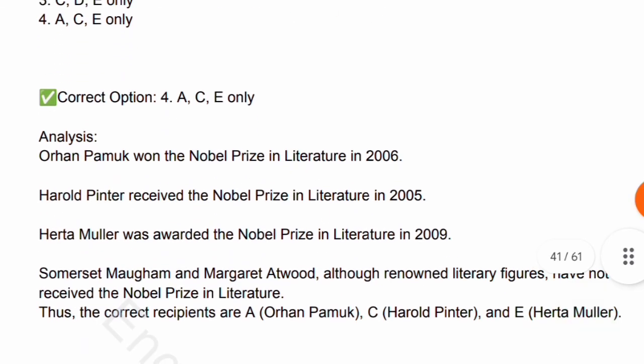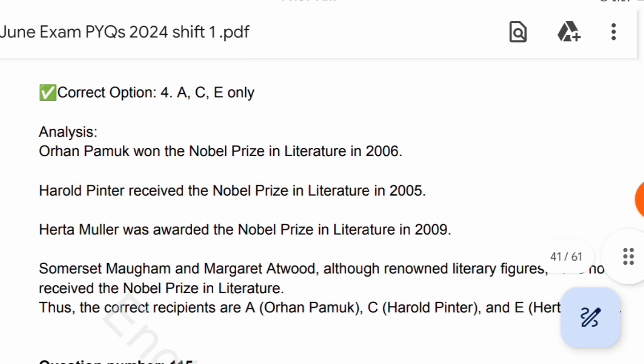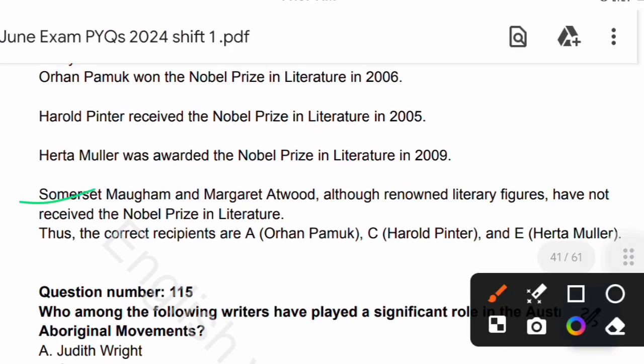A, Orhan Pamuk won the Nobel Prize in Literature in 2006. Harold Pinter received the Nobel Prize in 2005, and Herta Müller was awarded the Nobel Prize in Literature in 2009. Somerset Maugham and Margaret Atwood, although renowned literary figures, have not received the Nobel Prize in Literature. Okay, the correct options A, Orhan Pamuk, C, Harold Pinter, and E, Herta Müller would be the correct answer.